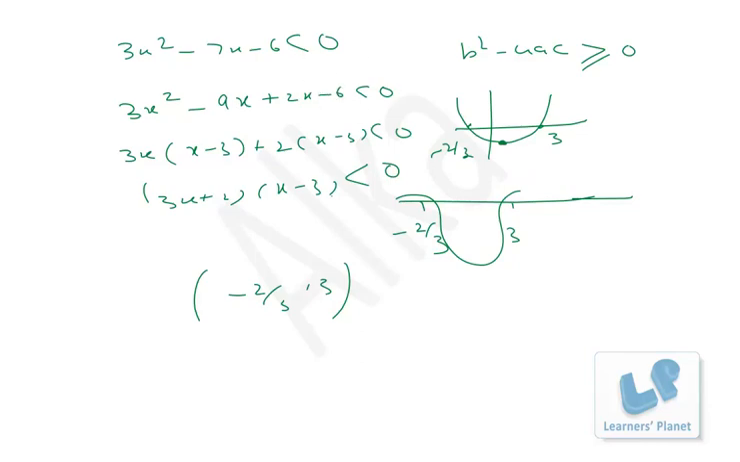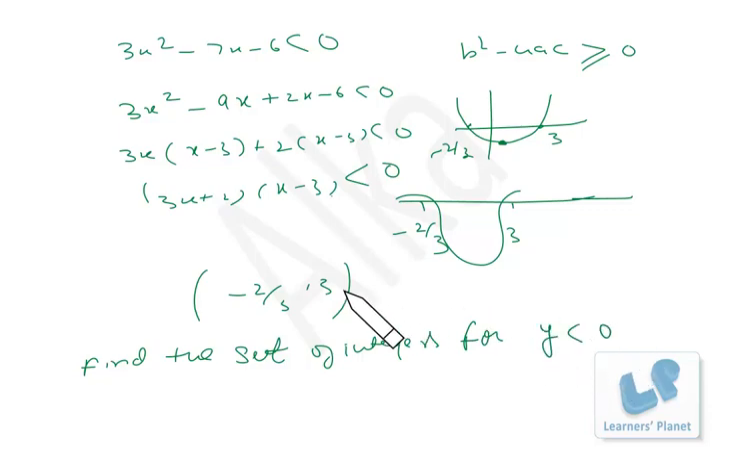Now the question can be framed as: find the set of integers for which y is less than 0. This is how the questions are asked. We have calculated the range from minus 2 by 3 to 3, but this is the range of real numbers. Now we are looking for integers. From minus 2 by 3 to 3, how many integers are there? After minus 2 by 3, we have the integer 0, then 1 and then 2. So we have 3 integers.